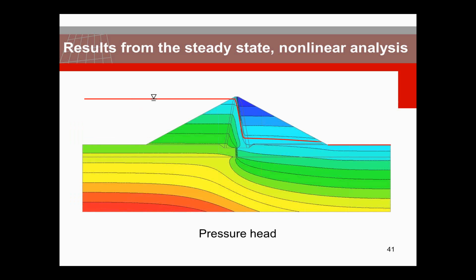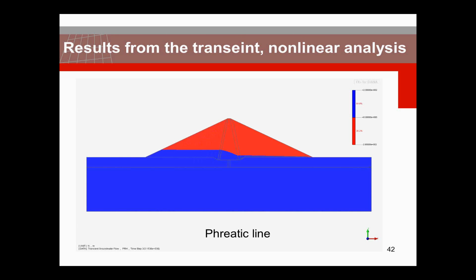That brings us to a small animation that you see here. You see the pressure head with the phreatic line. On the left side of the dam, the water level is going up and down, and we see with this seepage analysis, with this groundwater flow analysis, we can calculate the water level in the dam at every time stage.